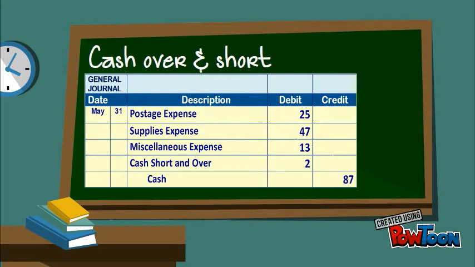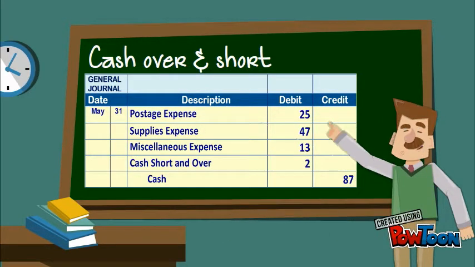Cash over and short, which is a temporary account, is used to help with such discrepancies. Cash short is placed into a debit balance, which increases expenses, whilst cash over is put into a credit balance, which decreases expenses. In this example, we're going to debit $2 in the cash over and short account since we are short $2, so the account can balance.